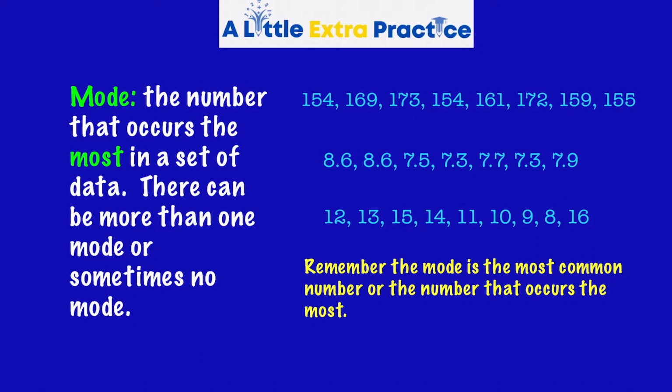Today we're going to focus on mode. Mode is the number that occurs the most in a set of data. It is the number that is the most common. It's not the greatest, it's the number that occurs the most. There's more of that number than any other number.